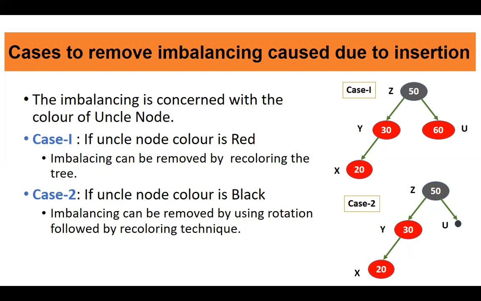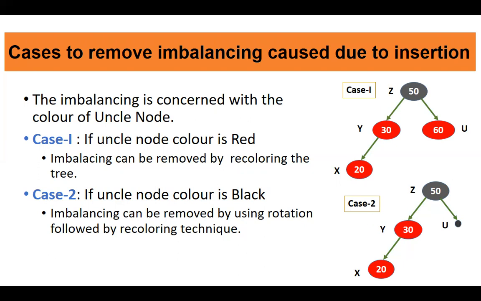If the uncle is red, then the imbalance can be removed using only recoloring of the nodes. You just need to recolor the nodes. That is case 1. In case 2, the uncle is black. This is a null node actually. Null nodes in a red-black tree are considered black nodes. If the uncle is black, then you need to carry out the rotation first and then recolor the nodes. So that is case 2.